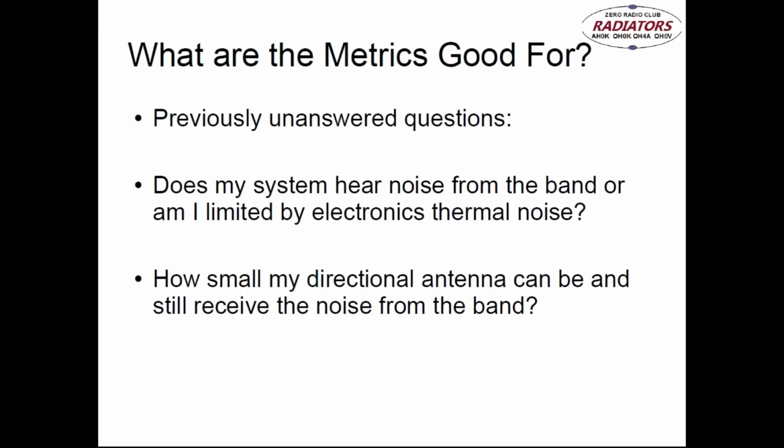But now we have people, like in southern Florida, logging 300 countries on 160. And they are doing all that logging, all those QSOs, with really small receiving antennas. So my question there is how small my directional antenna can be and still receive the noise from the band. I'll try to answer that. And then the question that goes to the leaking index, which is which antenna pattern is better.